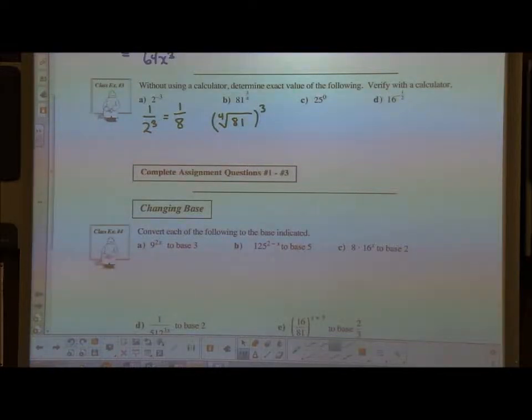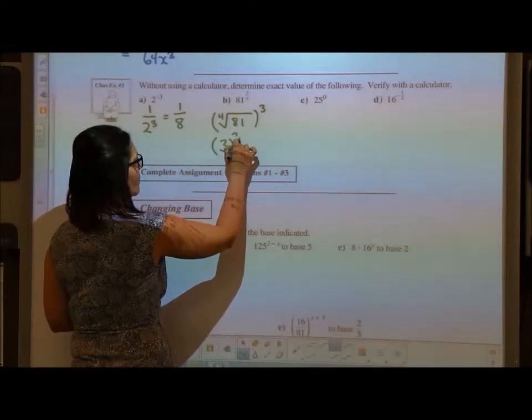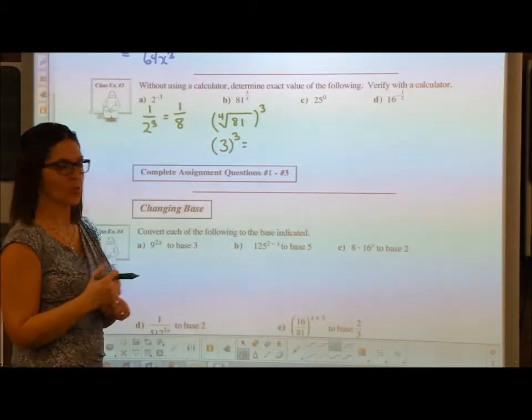So when you look at 81, the number that should come to mind is 3, because it's a multiple. 3, 9, 27, 81. So this now becomes 3 to the power of 3, which is 27.